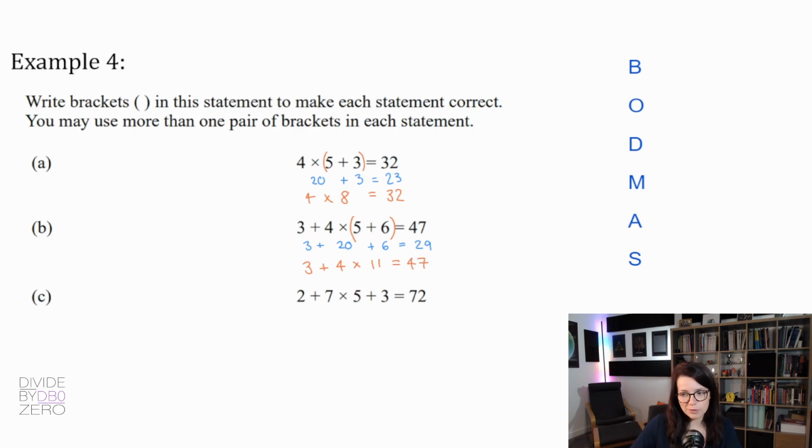For the last one, the multiplication in the middle would give 35. 2 plus 35 plus 3 is 40. That's not what we want. We want 72. So in this case, you actually want to put 2 sets of brackets in. One set around the 2 plus 7 and one set around the 5 plus 3, because that will give you 2 plus 7 is 9 times 5 plus 3, which is 8, and therefore 72.